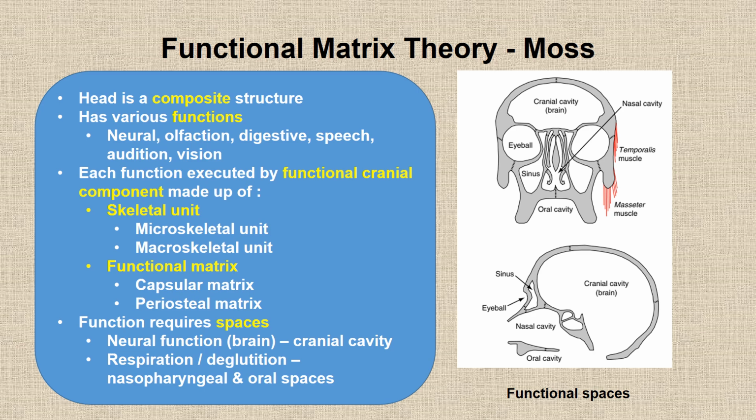Now, each function is executed by a functional cranial component, and this is made up of a skeletal unit, which further divides into microskeletal and macroskeletal units. And there's a functional matrix which is divided into capsular matrix and periosteal matrix. Now, function requires spaces. For example, neural function, which is carried out by the brain, requires a cranial cavity. Respiration and deglutition require nasopharyngeal and oral spaces.